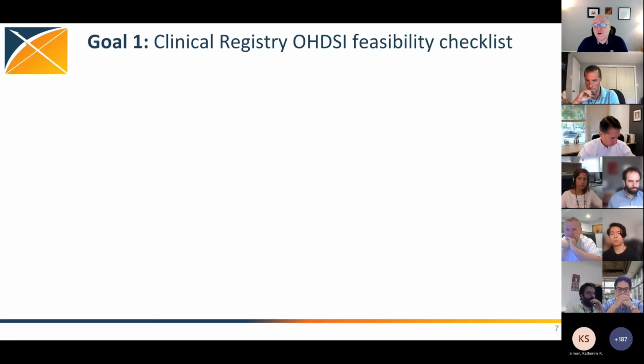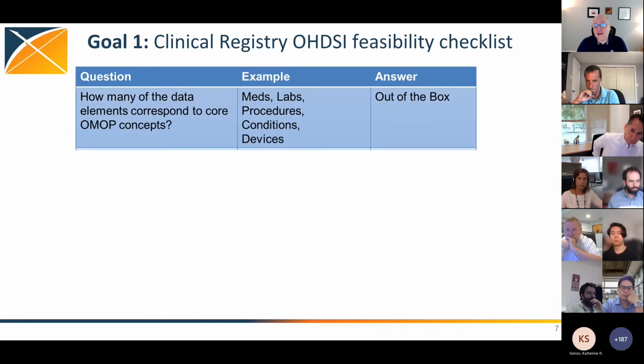Our first one was a feasibility checklist for clinical registries, and it is as you would think. It starts off with how many of the data elements in the registry correspond to core OMOP concepts, and a lot of them typically do. They're looking for medications and labs and procedures, conditions and devices, visit types for inpatients versus outpatients. And we found, in several that we've surveyed, that a good majority of the data elements are pretty much out of the box in the OHDSI data model, but generally not all of them.